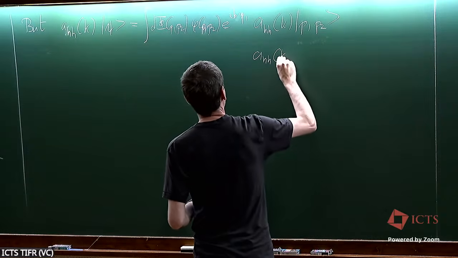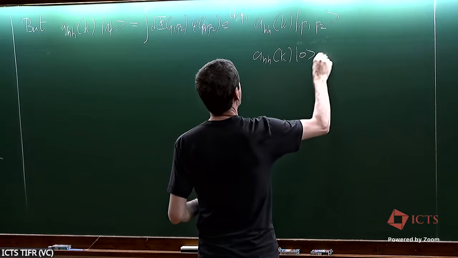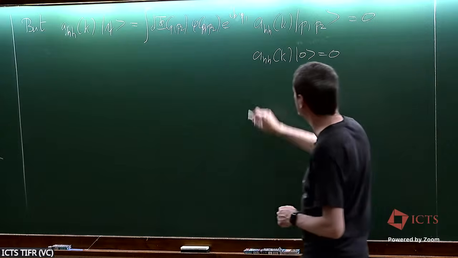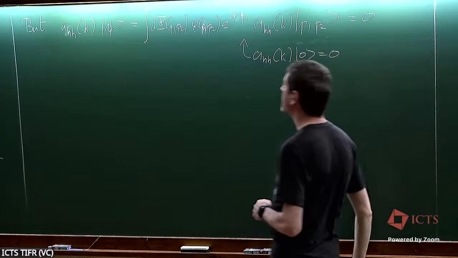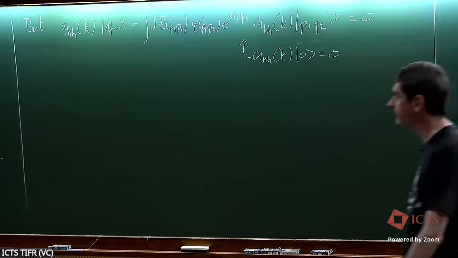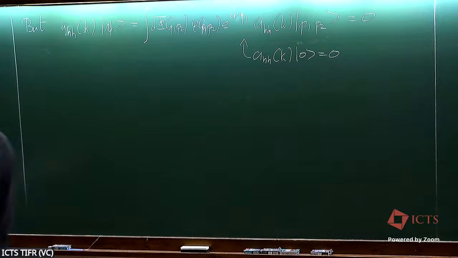But the annihilation operator of the graviton annihilates the vacuum. So this whole thing is zero. To put it in words, the annihilation operator of the graviton annihilates the state because the state has no gravitons in it. So it just hits the vacuum again. Okay, so this term here is just zero.